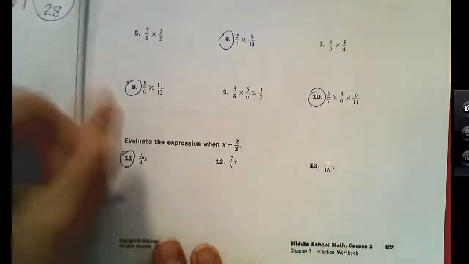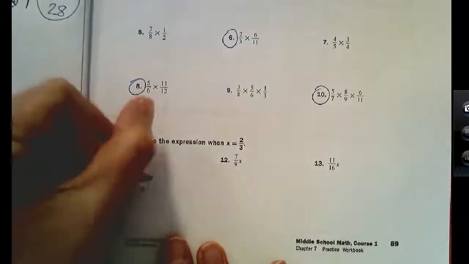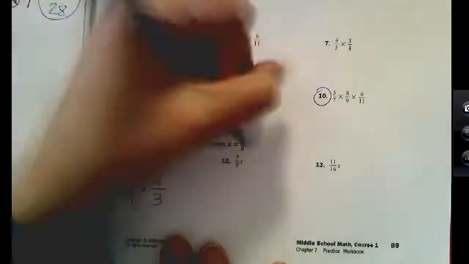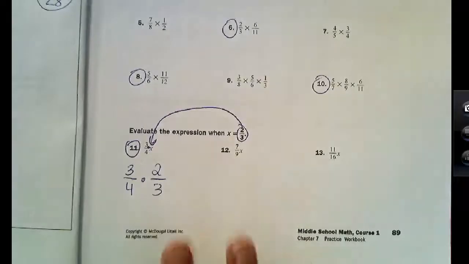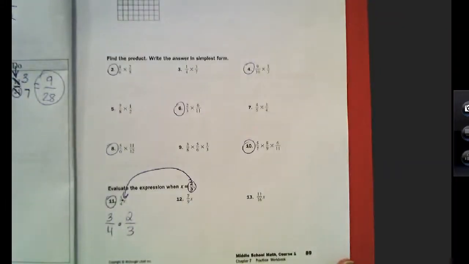So what you're really going to do, between the 3/4 and the x is a hidden multiplication symbol. For number 11, you're simply going to multiply 3/4 times, instead of x, you're going to replace the x with 2/3 because our problem tells us that x is 2/3, so we're going to replace the x with the 2/3. So on the 7-2 worksheet, you have 6 questions, 2, 4, 6, 8, 10, and 11.